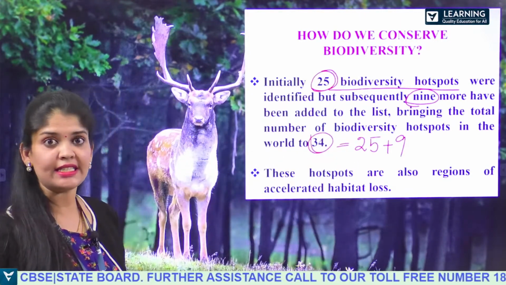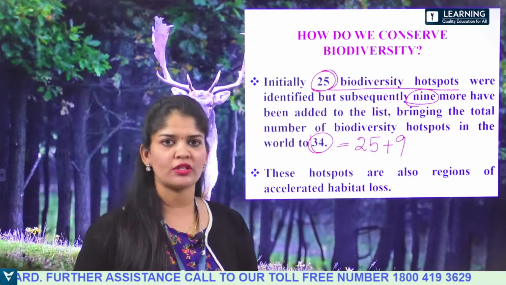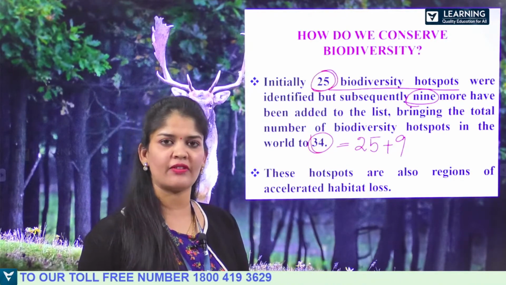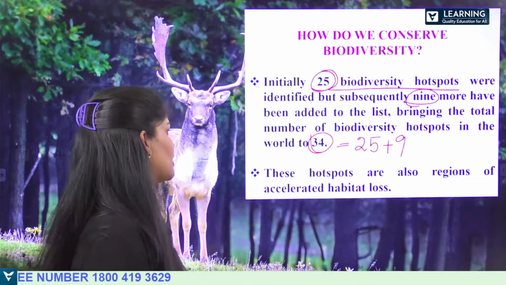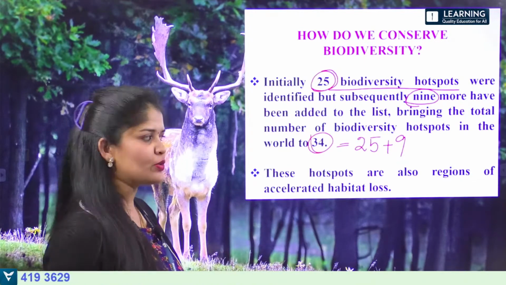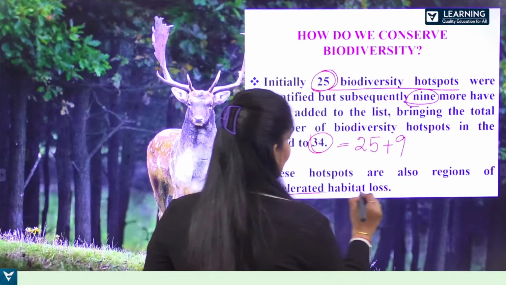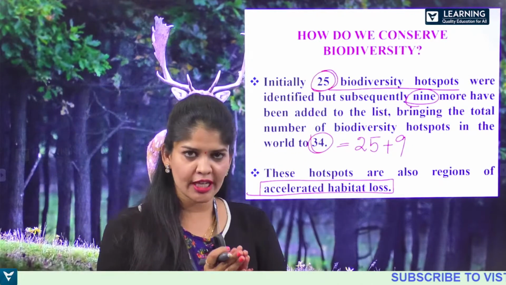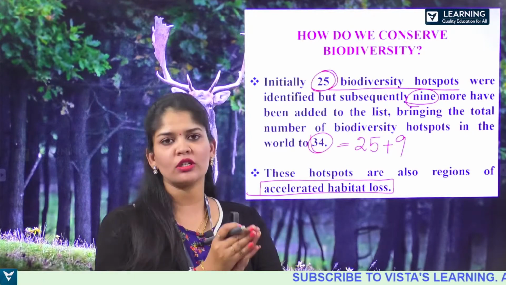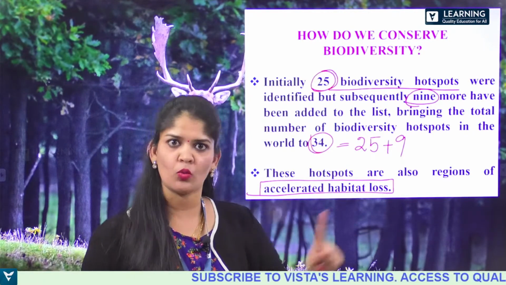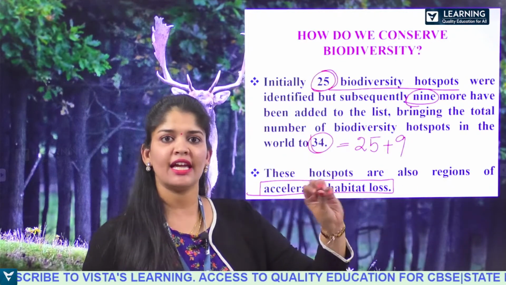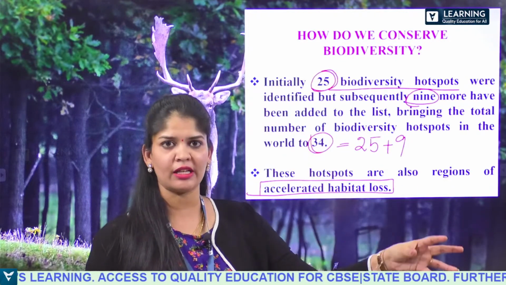Now, it is 34. This numerical is important. In total, we have 34 biodiversity hotspots available worldwide. These hotspots are also regions of accelerated habitat loss. These are the hotspots where we can find much more species biodiversity, and we can also find species which are endemic, which show endemism. That means endemic species availability.